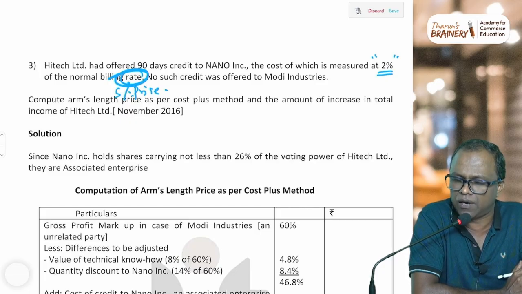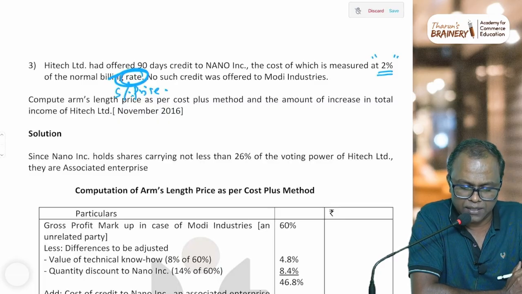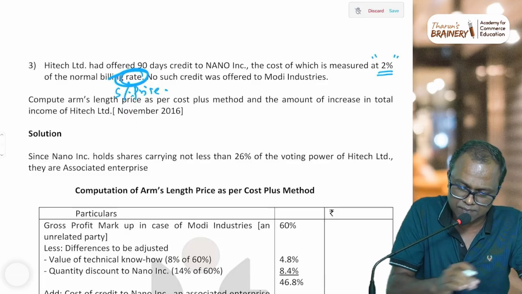Since we are giving discount, the selling price will be less, automatically margin will be less. So gross profit margin is lower in the second case. But for the unrelated party, we are not giving discount, so the margin will be more. Third, we are giving credit to the related party, so margin will be more. But for the unrelated party, there is no credit, it is cash and carry. So the margin will be less.